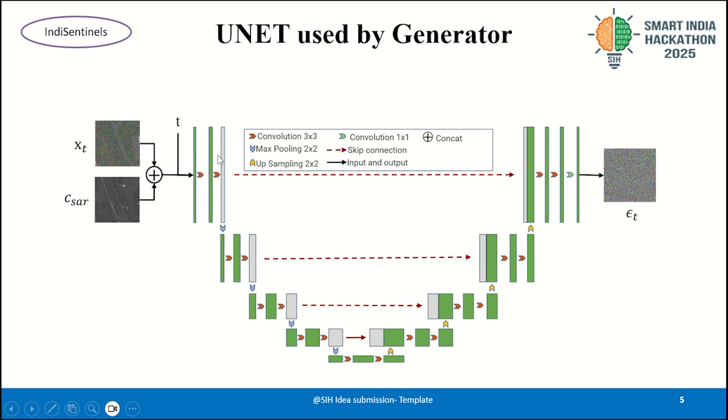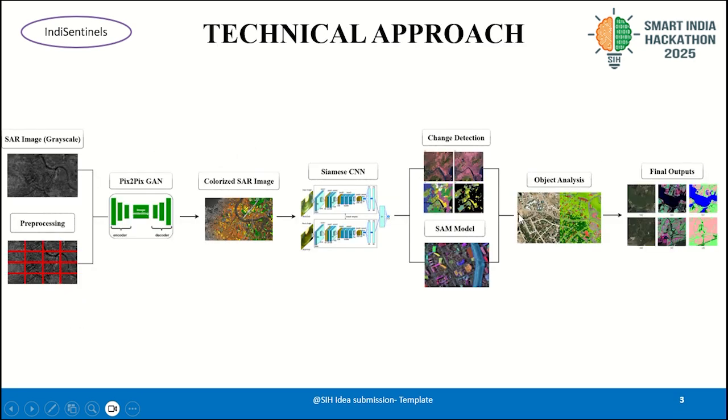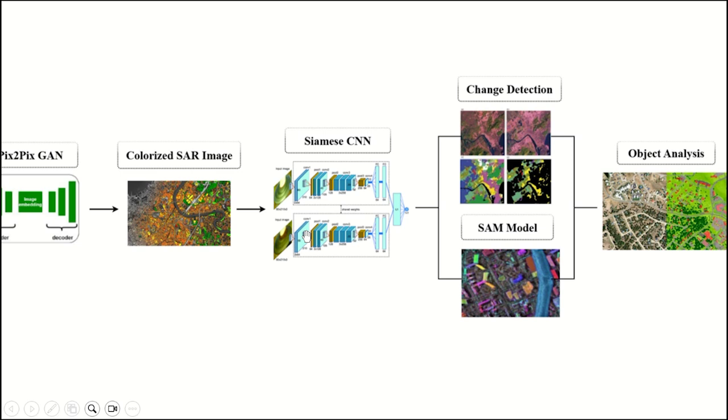After this, I just want to give an overview of Siamese CNN, the change detection model. Siamese CNN takes two images as input, then it converts these two images into vector forms, and then it checks the similarity between those two vectors based on similarity metrics like Euclidean distance or cosine similarity, and based on that it detects a change in the image. So that's how the Siamese CNN will help in change detection.